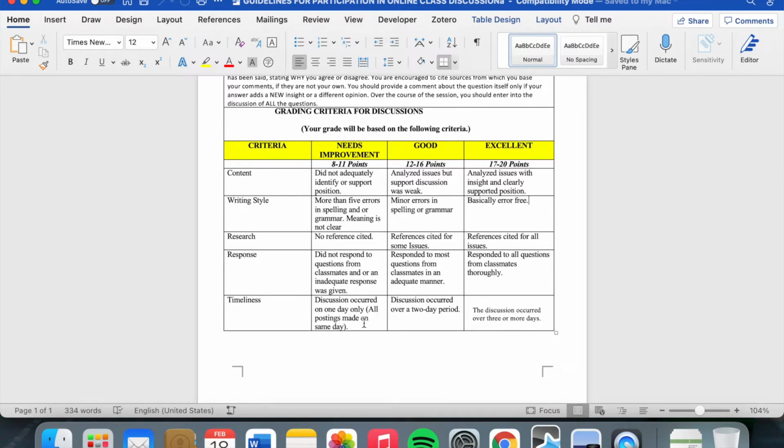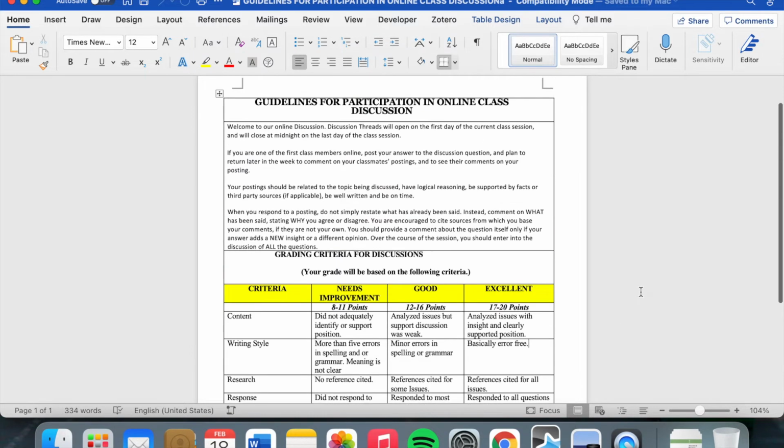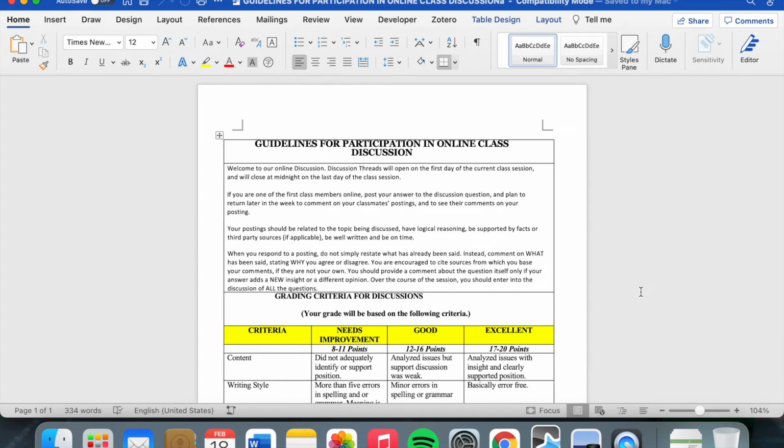This professor included being on time in her rubric. Not all professors do, but this one did. So we have if the discussion occurred over 3 or more days, so she wants you to post and then wait a few days and then answer somebody else's, that would be excellent. If it occurred over a 2-day period, that's like if you posted one day and then answered somebody's post the next day, she considered that good. And then if you did it all at once, that was considered needing improvement. So she wanted you to spread it out. So this is one type of rubric. Now let's look at another one.